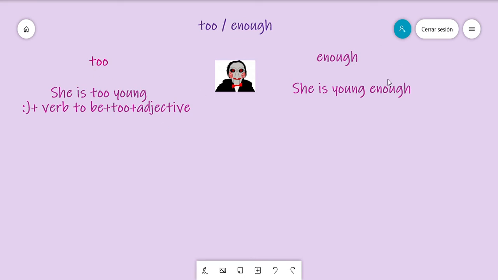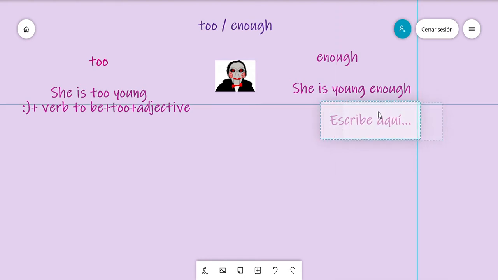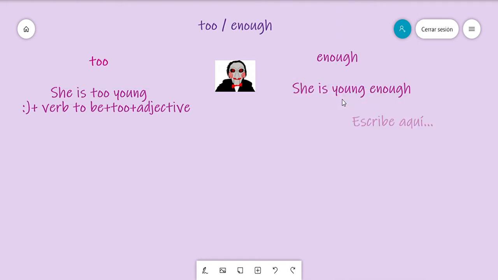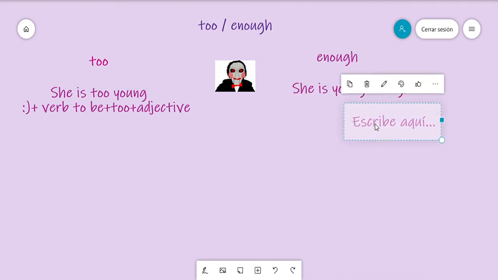And in the case of "enough," the structure is a little different. In this case, you have to write the person.